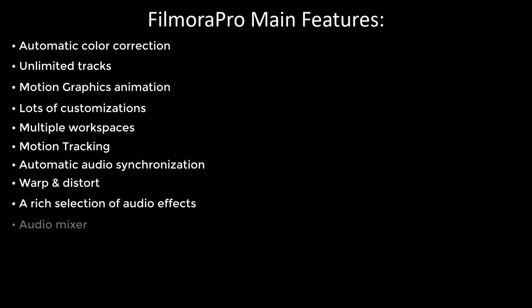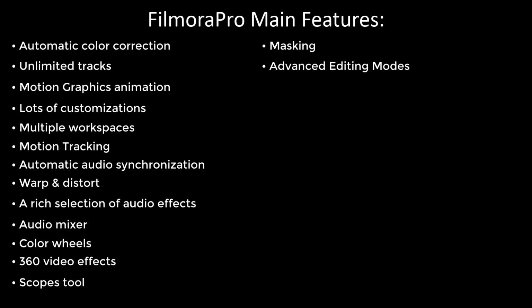The main features of this edition are the following: automatic color correction, unlimited tracks, motion graphics animation, lots of customizations, multiple workspaces similar to Adobe Premiere Pro, motion tracking, automatic audio synchronization, warp and distort, a rich selection of audio effects, audio mixer, color wheels, 360 video effects, scopes tool for easy color balance control of the output, masking, advanced editing modes. You can switch between slip editing, slide editing, ray stretching and ripple editing.